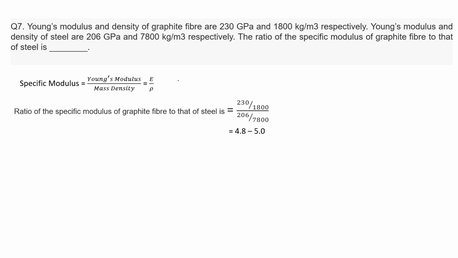Question number 7. It says that Young's modulus and density of graphite fiber are 230 gigapascal and 1800 kg per meter cube respectively. Young's modulus and density of steel are 206 gigapascal and 7800 kg per meter cube respectively. The ratio of the specific modulus of graphite fiber to that of the steel is. Now this question comes from the concept of why composite?